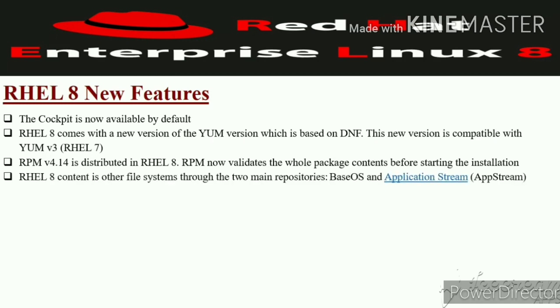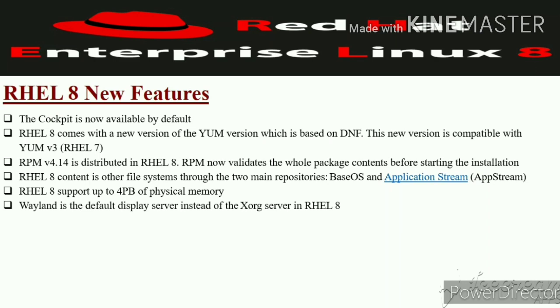RHEL 8 contains its content through two main repositories, that is BaseOS and AppStream. RHEL 8 supports up to 4 petabytes of physical memory. Wayland is the default display server instead of the X.org server in RHEL 8. XFS now supports shared copy-on-write data extents.